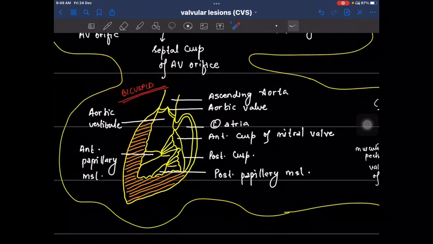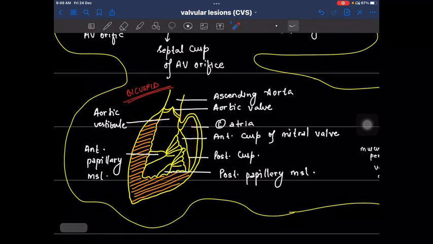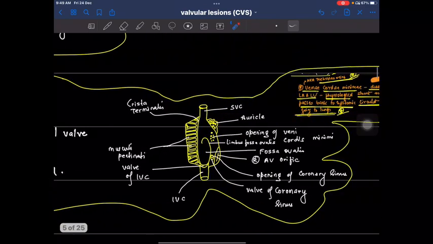Second is the bicuspid valve. This is the left ventricle and this is the left atrium. Of course, these are the two cusps because it's a bicuspid valve, with the corresponding chordae tendineae. These are the papillary muscles arising from the anterior and posterior wall. This is the basic anatomy of your valves.